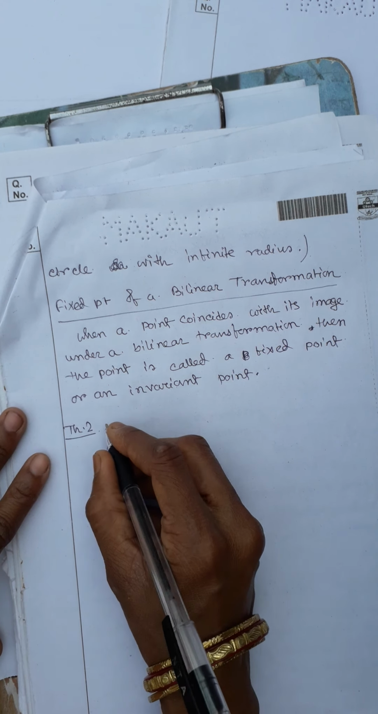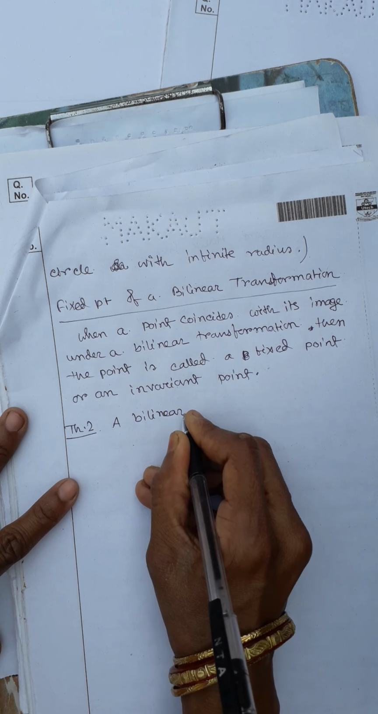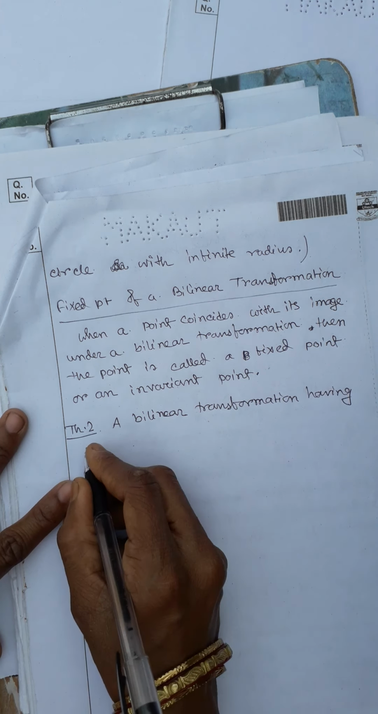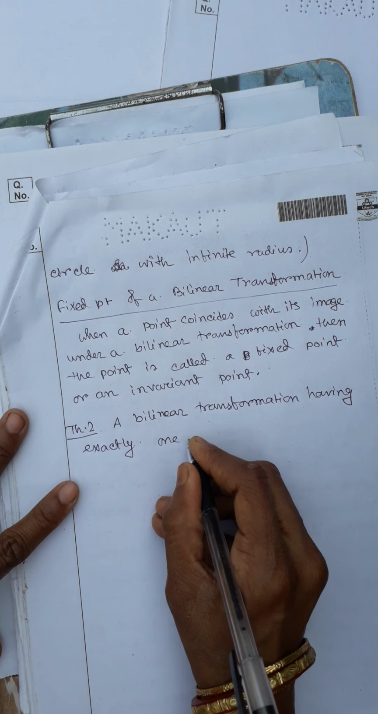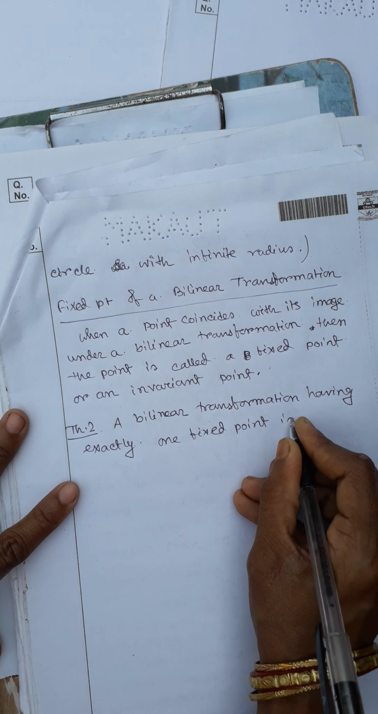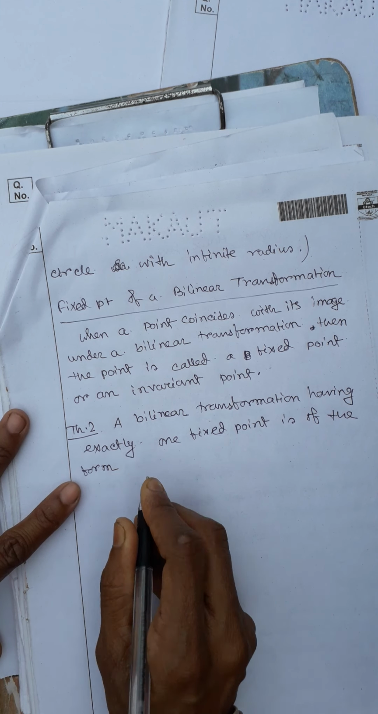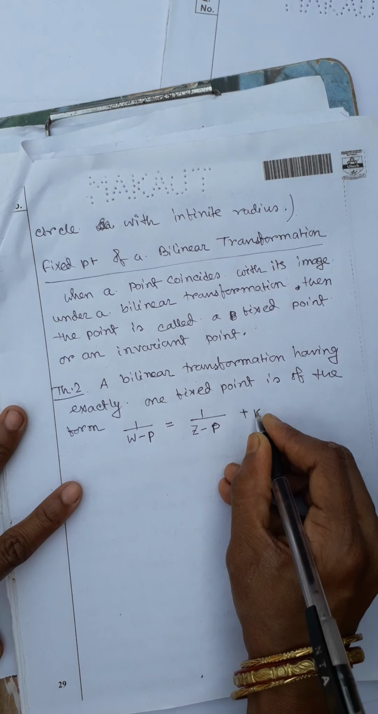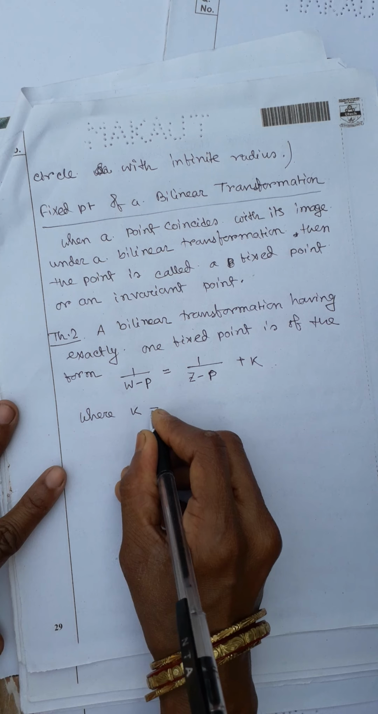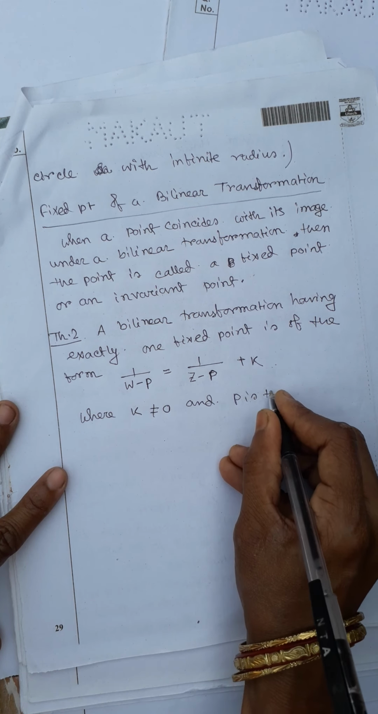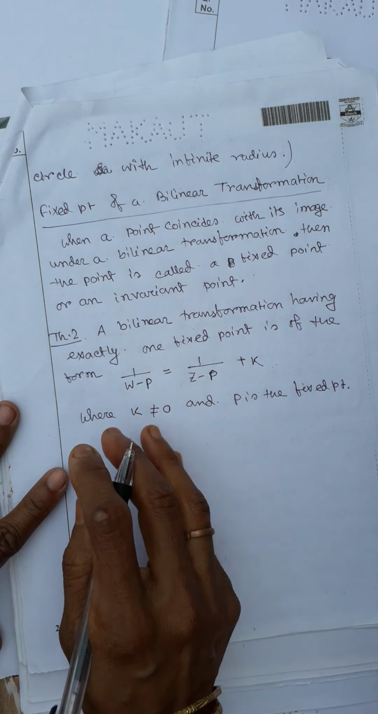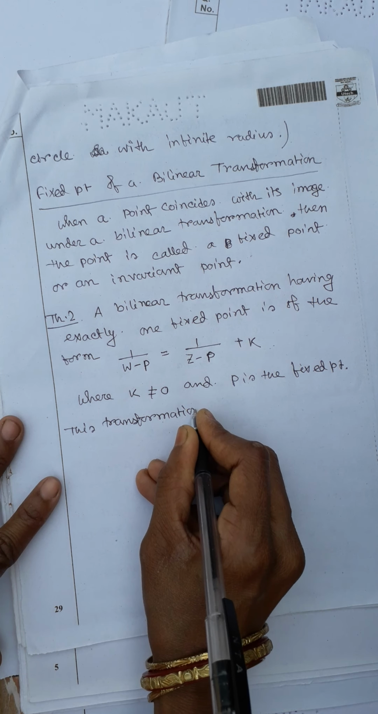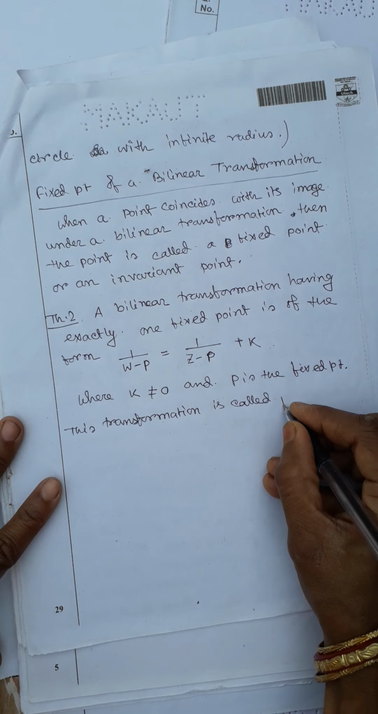Now, theorem number 2. A bilinear transformation having exactly one fixed point is of the form 1/(w minus p) = 1/(z minus p) + k, where k is not equal to 0 and p is the fixed point. This transformation is called parabolic transformation.